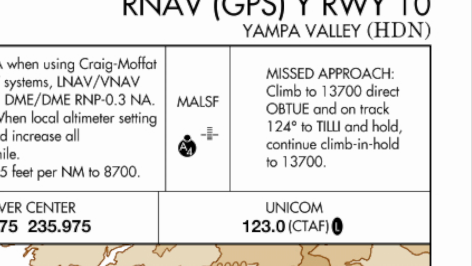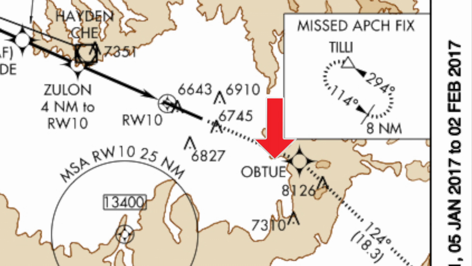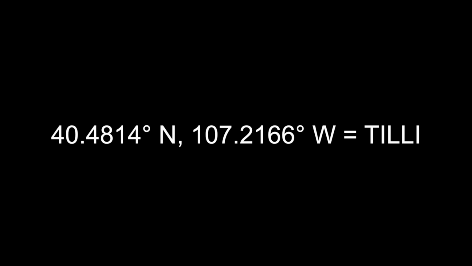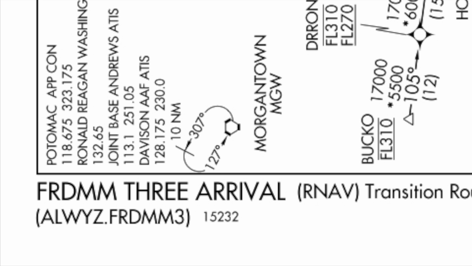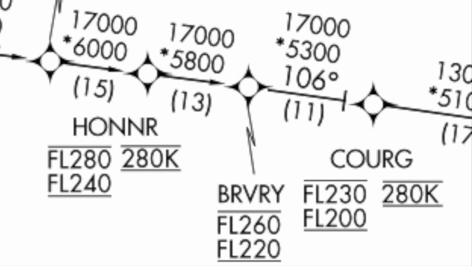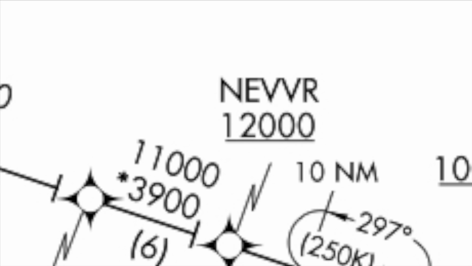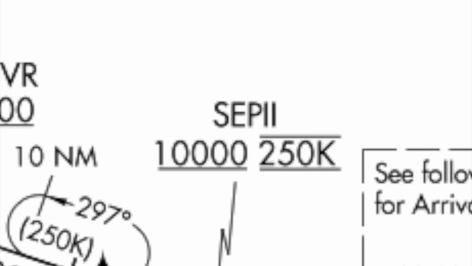Earlier, when I was describing the missed approach procedure, I used the words Obtu and Tilly. Obtu and Tilly are points of latitude and longitude that have been assigned a certain name for ease of use, and it seems that some people get creative with them. The Freedom arrival into Washington Reagan Airport uses the points honor, bravery, courage, as well as we will never forget, SEPI, or September 11th, always.